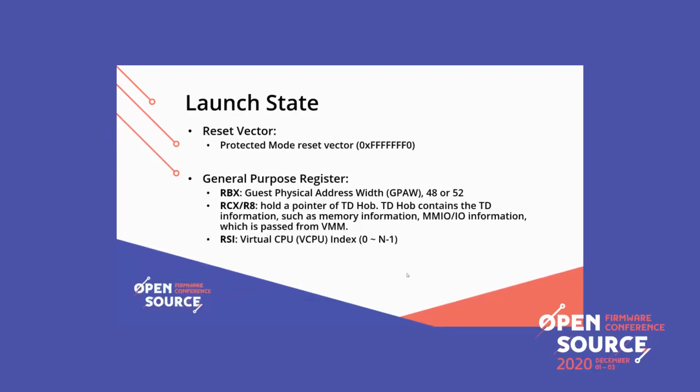The RCX or R8 holds a pointer to the TD HOB. The TD HOB contains the TD information such as memory information and MMIO information. The RSI holds the virtual CPU index from 0 to n-1, where n means the total vCPU number.